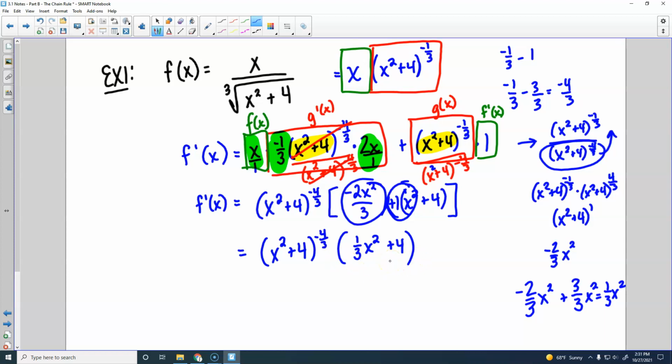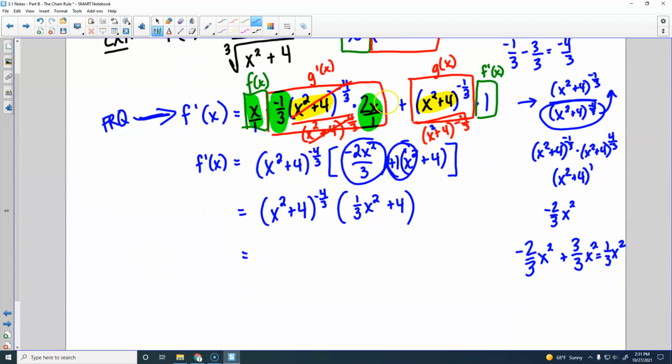It's probably not going to be how they leave it. They'll move this to the bottom. On FRQ, you could have stopped right here, Thomas. On FRQ you don't have to simplify. Unless, I mean, a lot of times you need it for the next step, so you're going to have to simplify some. But on FRQ you can stop here, but these show up on multiple choice a lot.